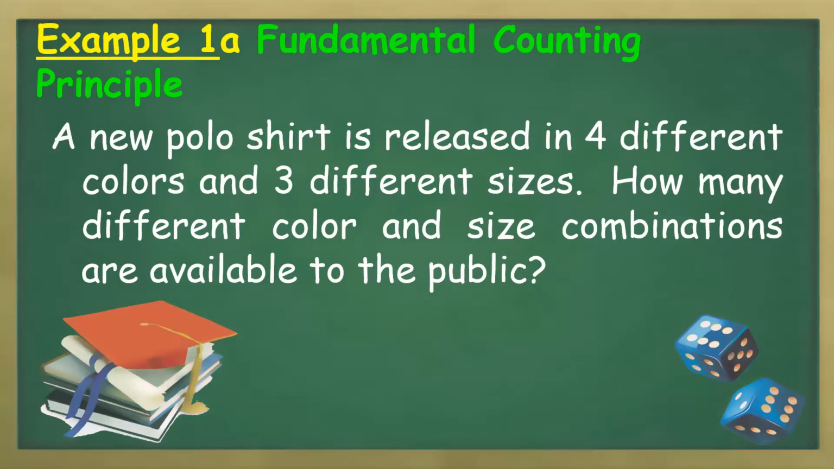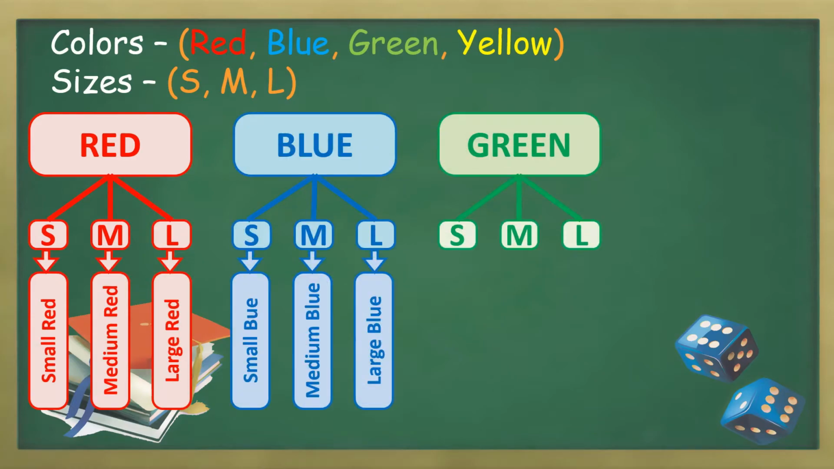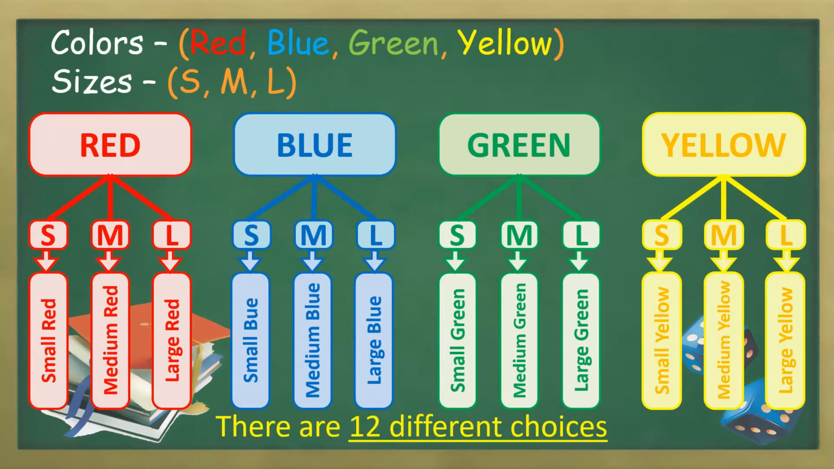Okay, so let's have another example. This time, let's use it on a new polo shirt problem. A new polo shirt is released in 4 different colors and 3 different sizes. How many different color and size combinations are available to the public? Using the tree diagram, we were able to get 12 different choices. Now let's try to solve it using the fundamental counting principle.